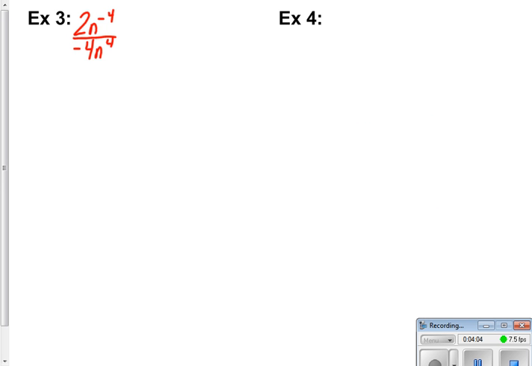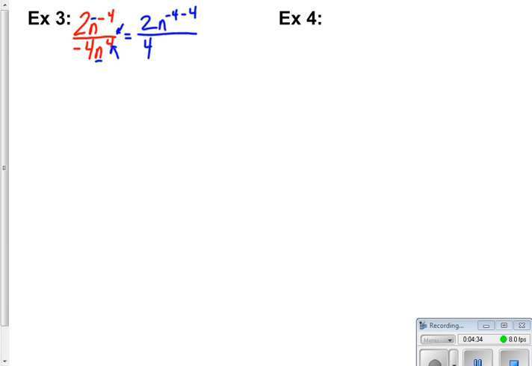Example 3, we have 2n to the negative 4th divided by negative 4n to the 4th. So again, I'll go ahead and rewrite my problem here. I have 2 over 4. I'm going to go ahead and write those whole numbers down. And then I have n to the negative 4th already in my numerator. And here's my same bases with my n's. So with division, same base, you subtract your exponents. So I'm going to subtract by the exponent on the bottom, in this case 4.